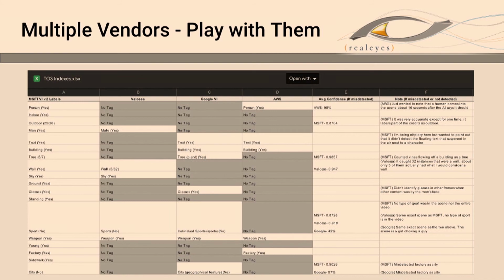But the thing to note is we did this in 2018. These models are constantly learning. They're constantly training these models. So I can guarantee you if we went back and did this again, it'd be different. But this will at least give you a feel for what kind of stuff to get out of these services.